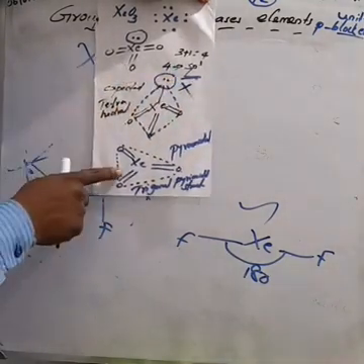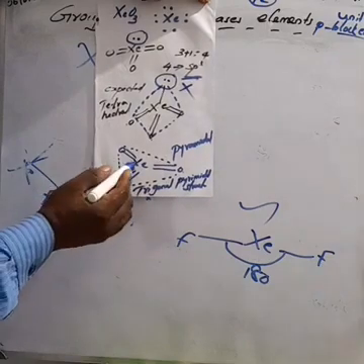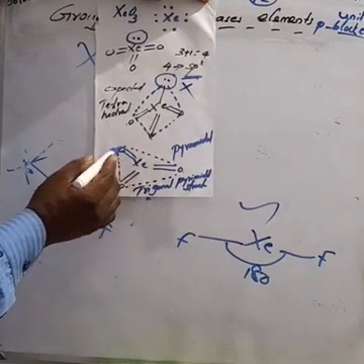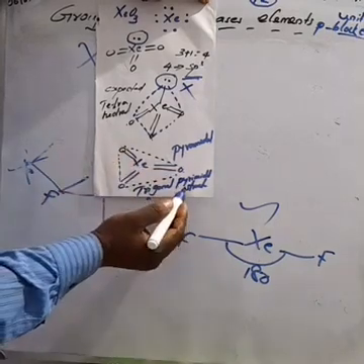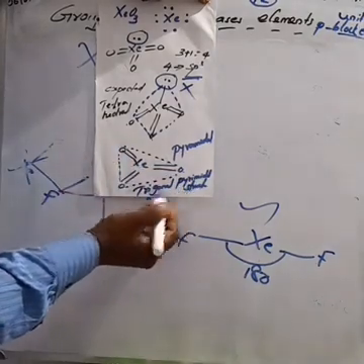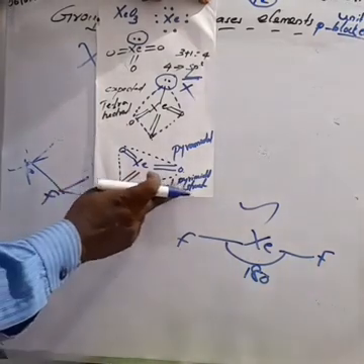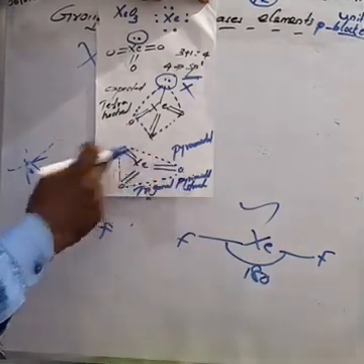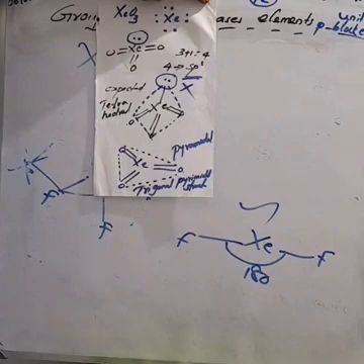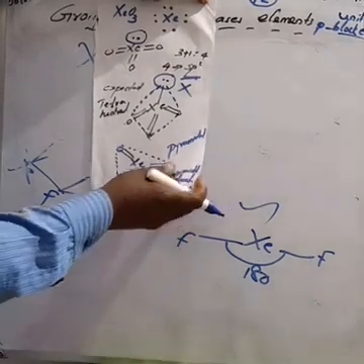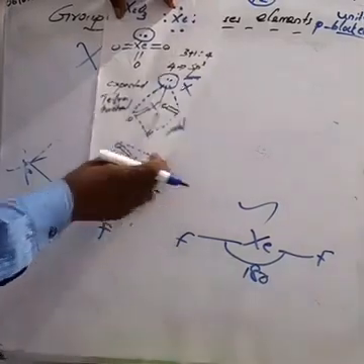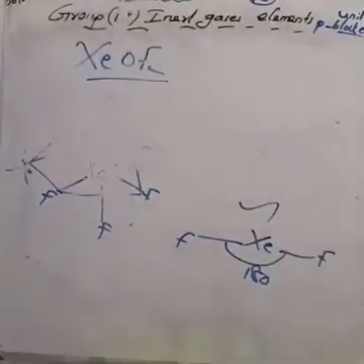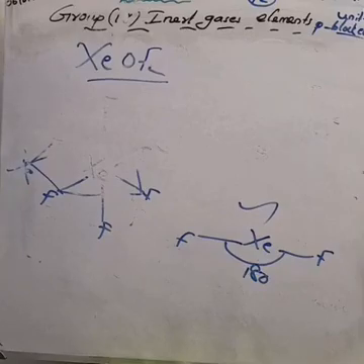So we can say XeO3 has a trigonal pyramidal structure. What's the shape of that one? Trigonal pyramidal structure. Otherwise we can say pyramidal structure.